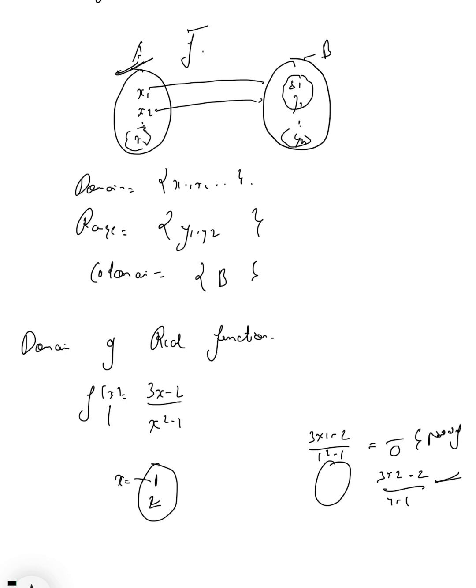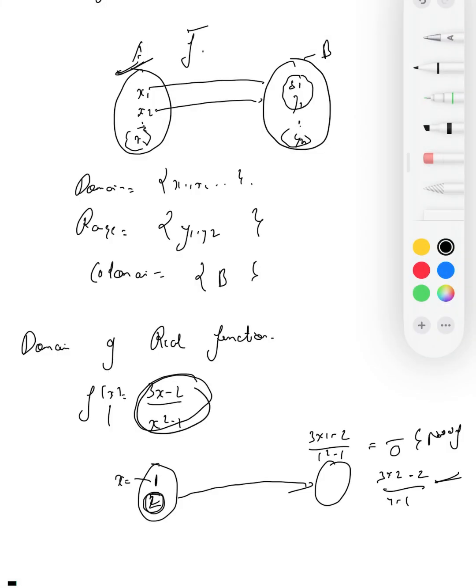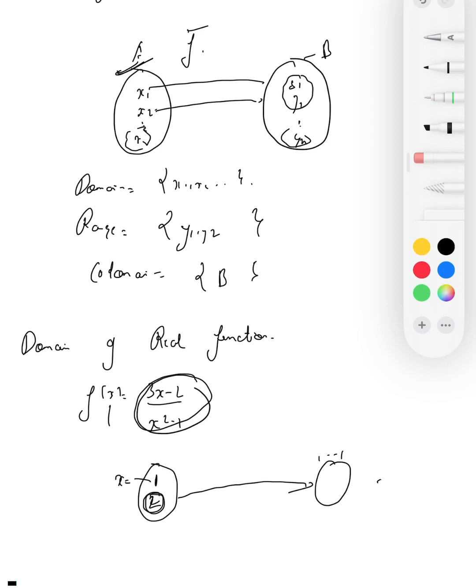It takes the elements of this set and maps them to this set, and the rule of correspondence is going to be this. But here we are going to define some criteria so that our function is going to be a well defined function. So what do we mean by that?